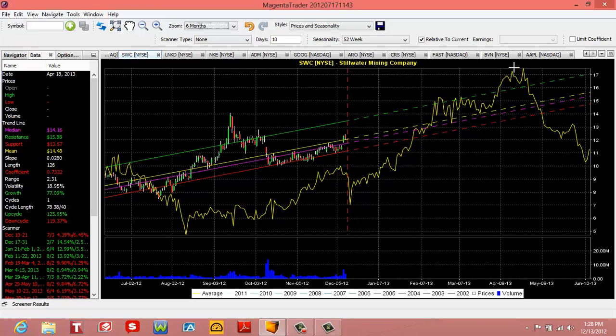So this is a very powerful tool, using the Magenta Channel. This is what we call the Magenta Channel, which is the 90% line and 10% line, which help you find extremes in the market.